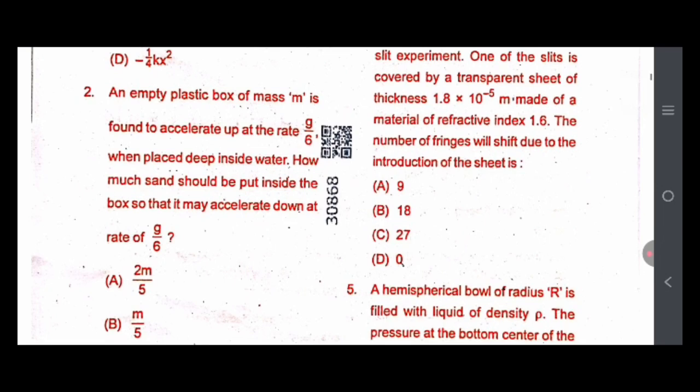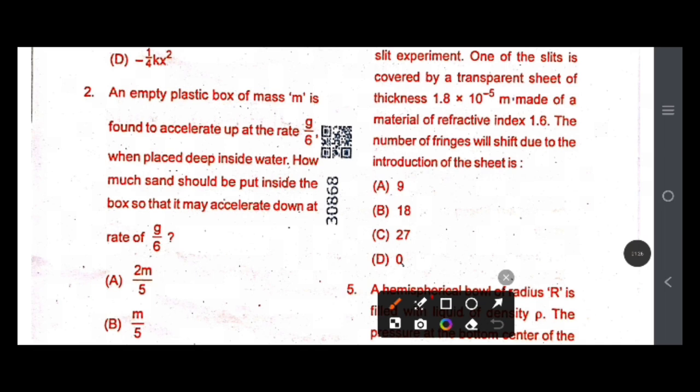Question number 2, an empty plastic box of mass m is found to accelerate up at the rate g/6 when placed deep inside water. How much sand should be put inside the box so that it may accelerate down at the rate of g/6? Correct answer is option A, 2m/5.